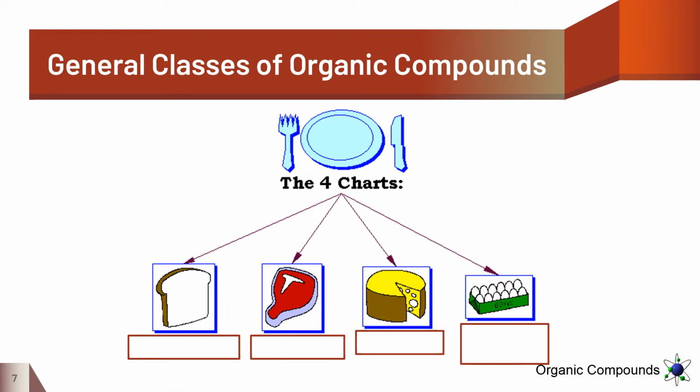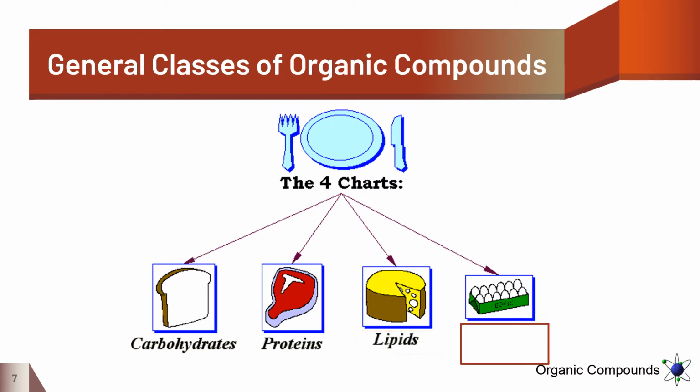Now, let us identify the general classes of organic compounds. Let us name them one by one. The first one is carbohydrates. We also have proteins, the lipids, and nucleic acid. Let us discuss them one by one.